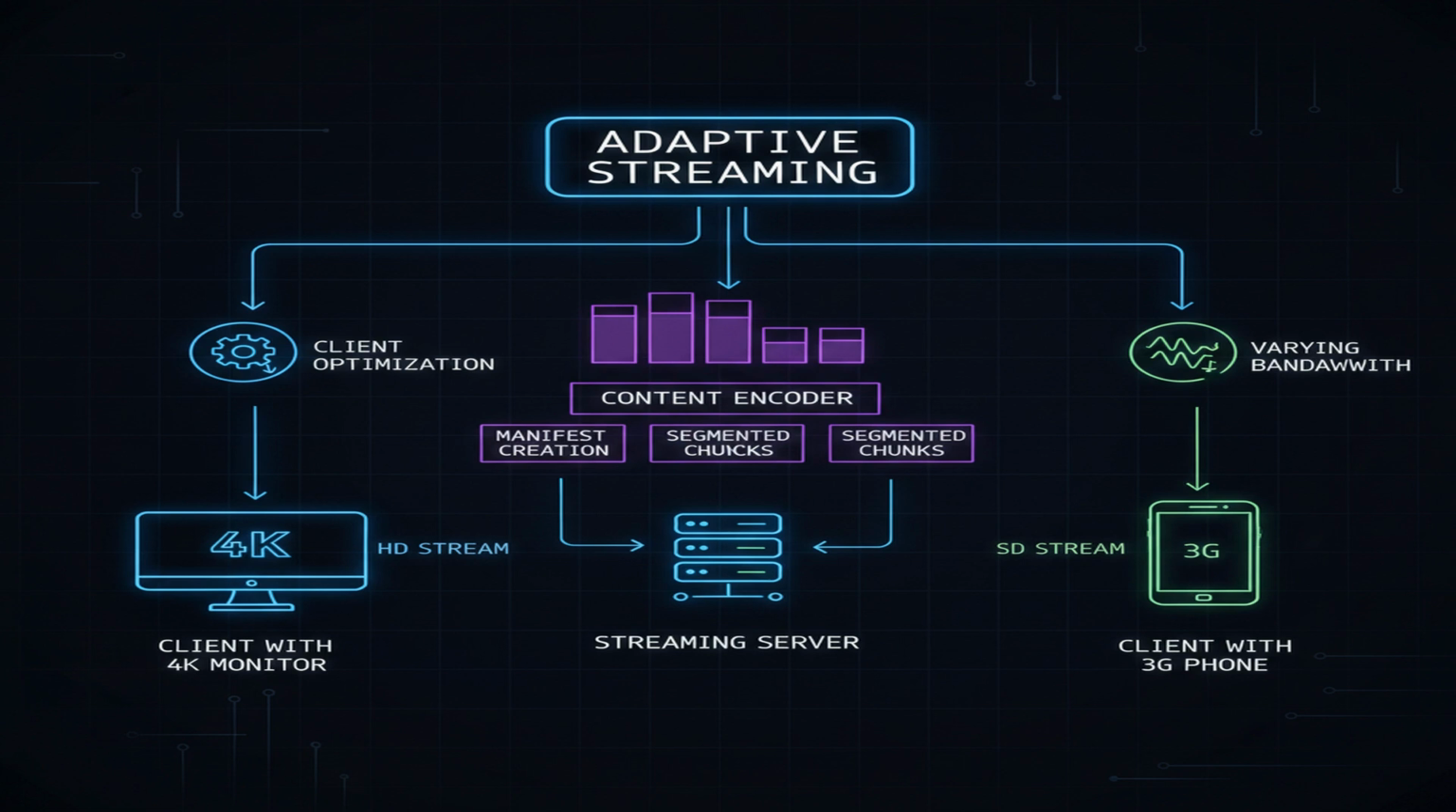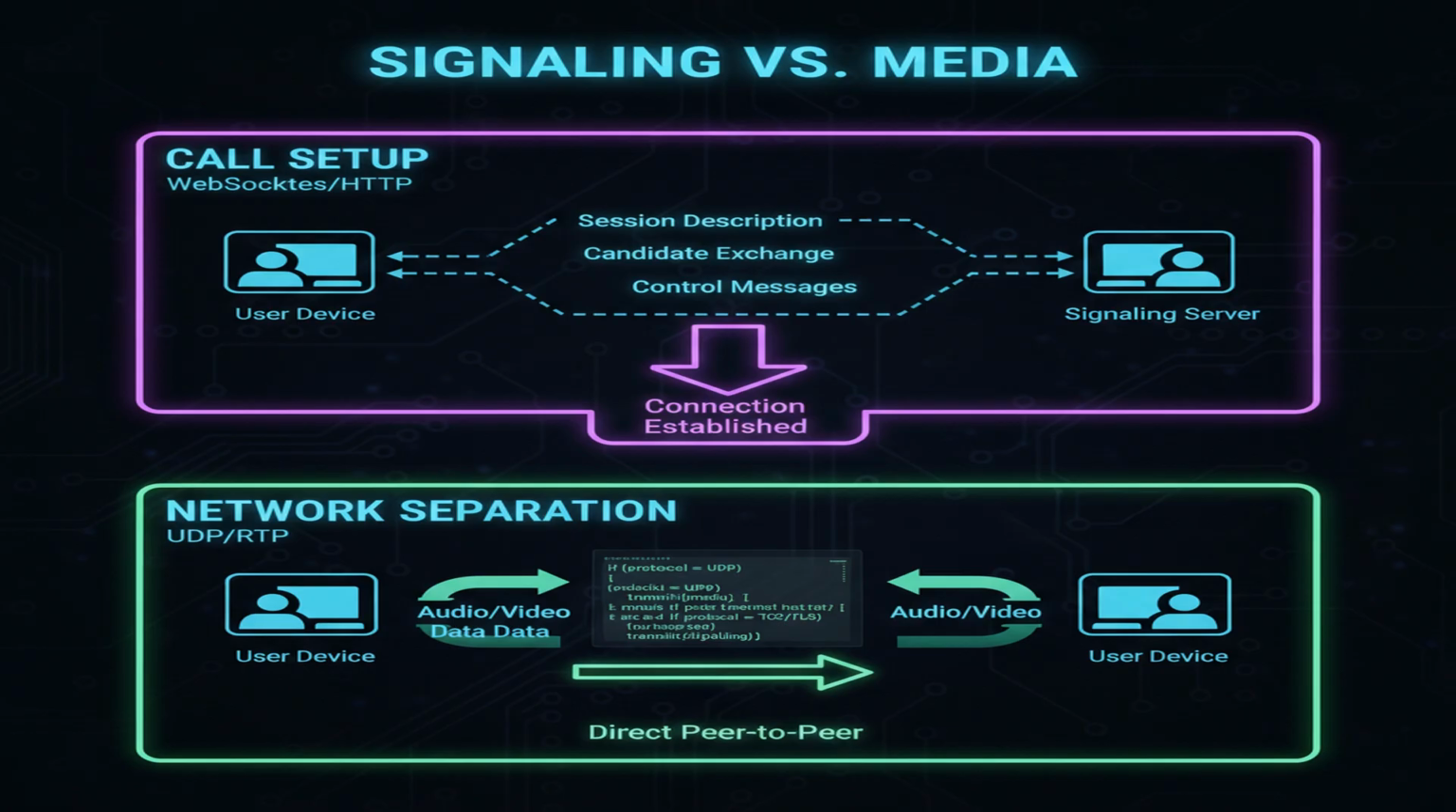With simulcasting, each client receives a video stream optimized for their specific network. A 4K monitor gets a high-definition stream, while a 3G phone gets a standard-definition stream. This adaptive approach ensures a smooth viewing experience for all participants.